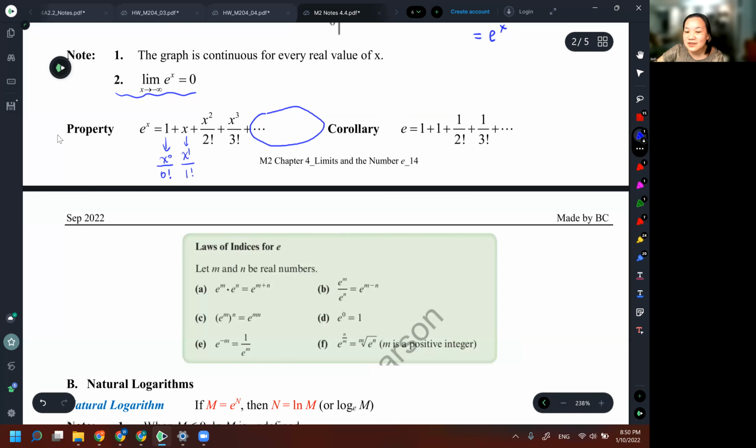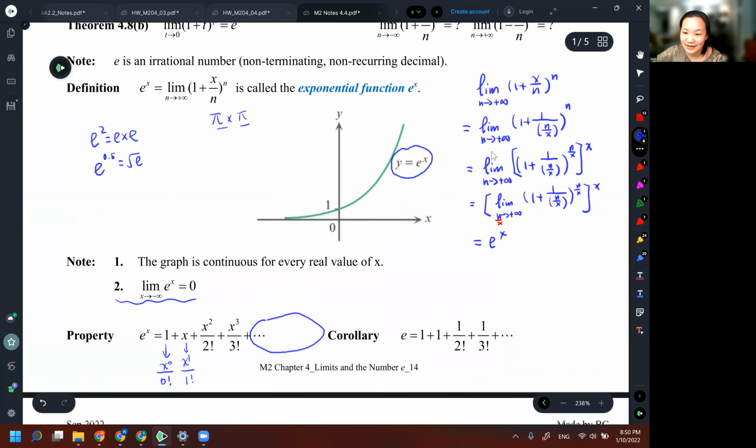Now, when do we use these properties? Only a few times. I will mention them when we use them. Okay, that's all.